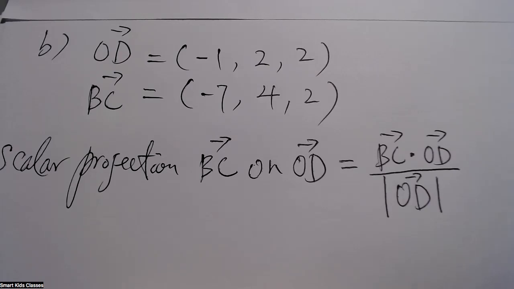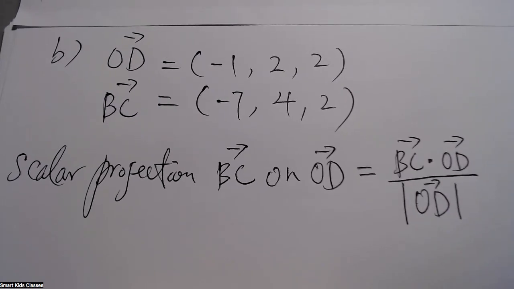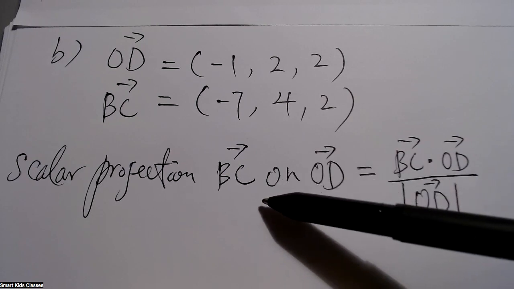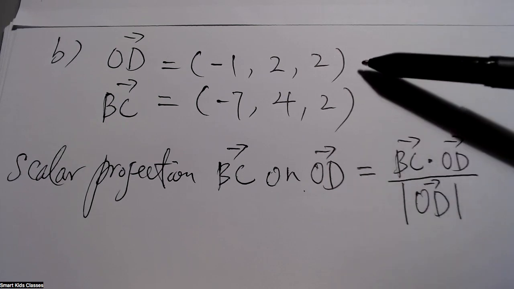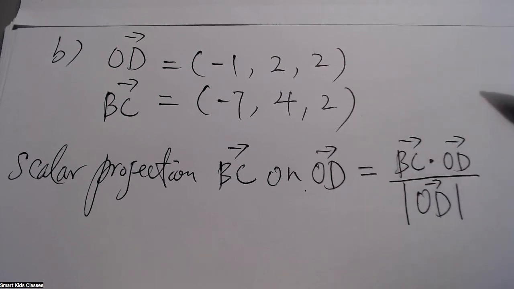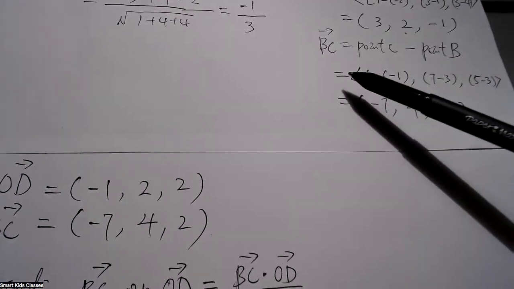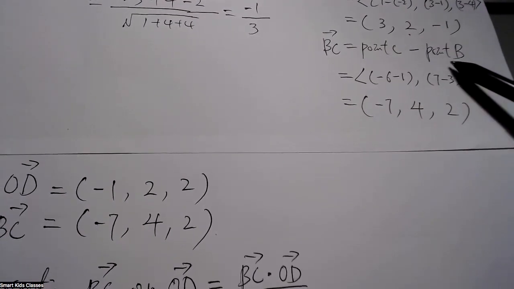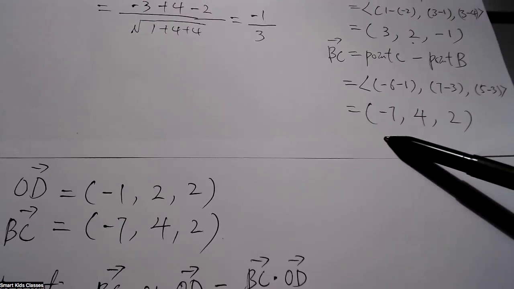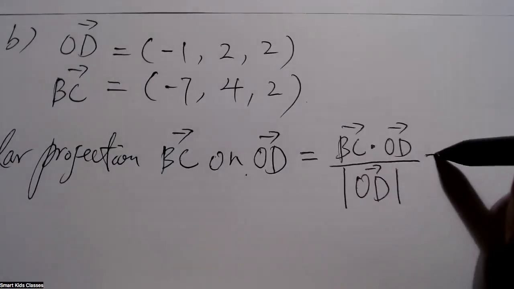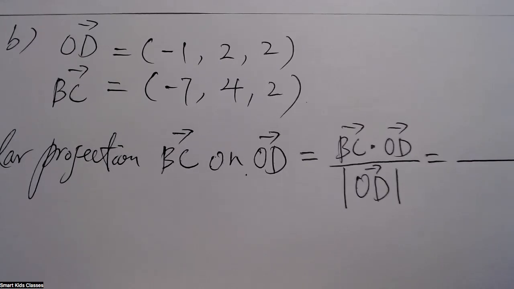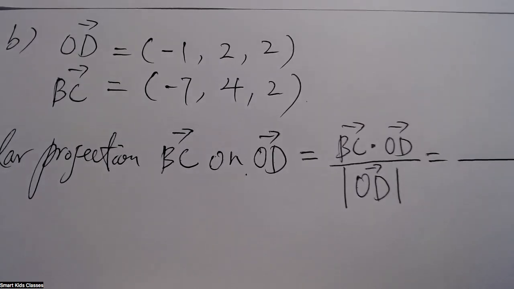Now for part B, we continue to the scalar projection of vector BC on vector OD. So I write the two vectors together. For vector BC, we already did the point calculation and got vector BC here. And then we apply the formula. Now we're going to dot these two vectors.